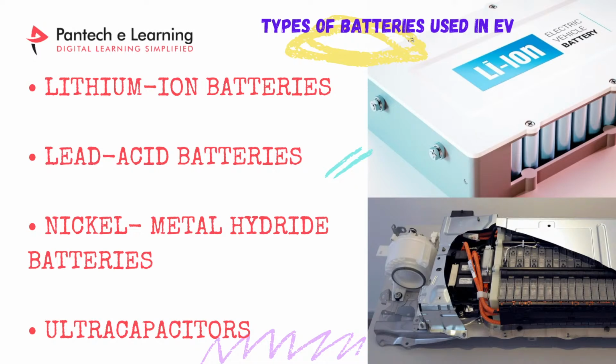Ultra capacitors also operate over a wide temperature range and have a long service life, contributing to the overall reliability of electric vehicles. Each of these battery types has its own set of advantages and disadvantages, making them suitable for different types of electric vehicles and applications in the EV industry. Manufacturers choose the best option based on factors like cost, performance and specific use cases.